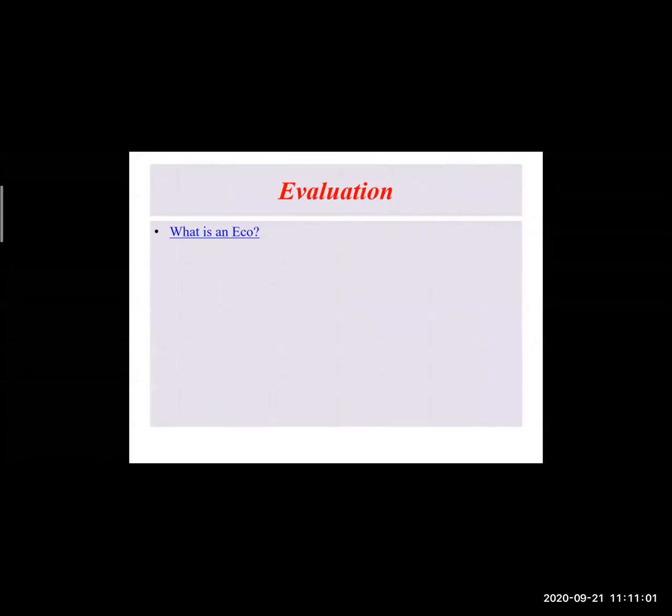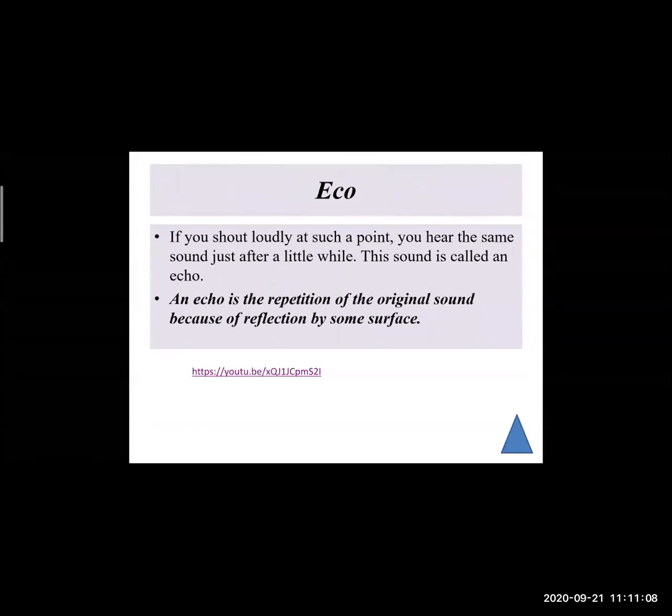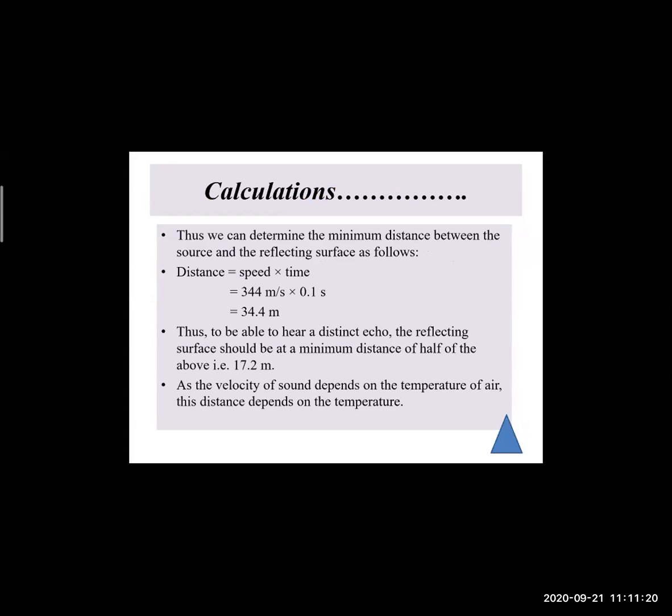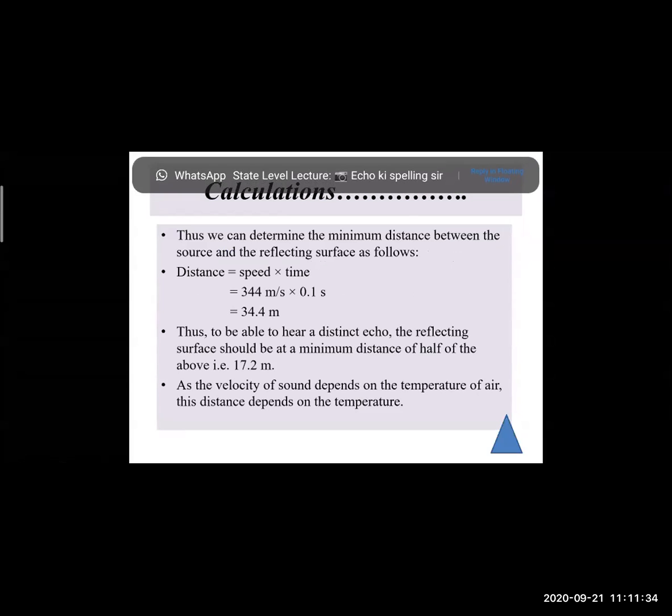So we have studied what is echo. The echo is a reflection of sound. It is a repetition of the original sound because of the reflection by some surface. Next, we have seen the calculations of echo. The total distance will be 17.2 meters between the source of sound and the reflecting surface.